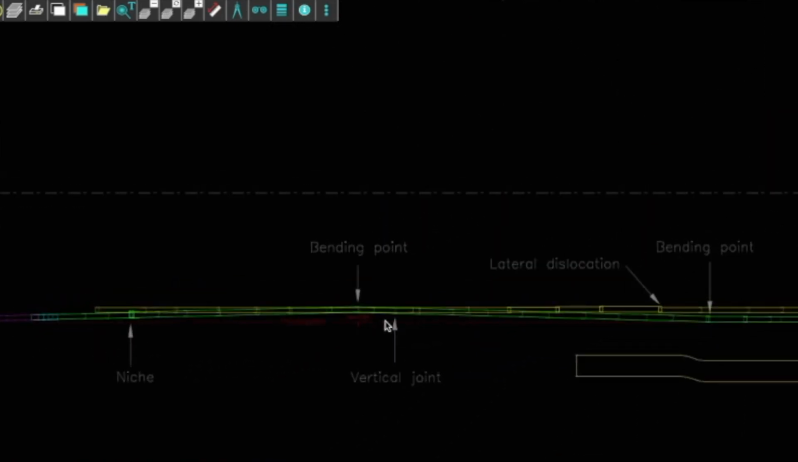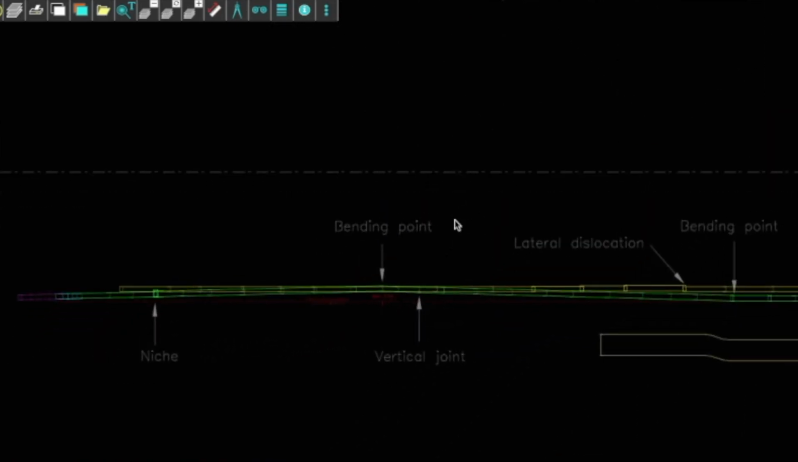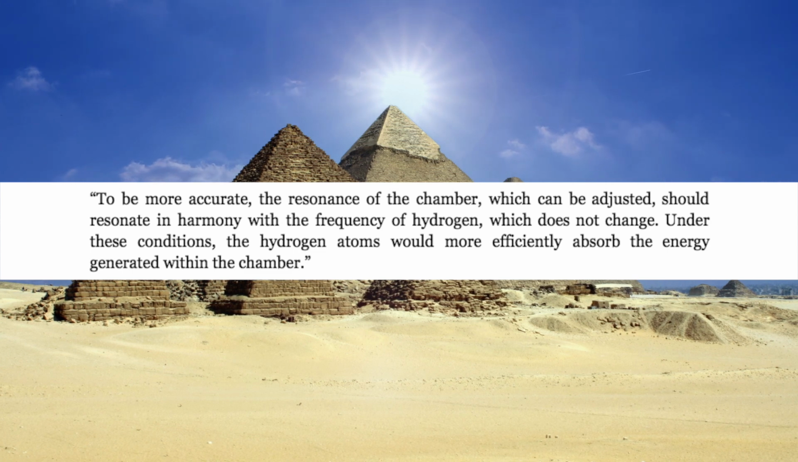Make sense? No, let's dig a little deeper. Dunn writes, "To be more accurate, the resonance of the chamber, which can be adjusted, should resonate in harmony with the frequency of hydrogen, which does not change. Under these conditions, the hydrogen atoms would more efficiently absorb the energy generated within the chamber."